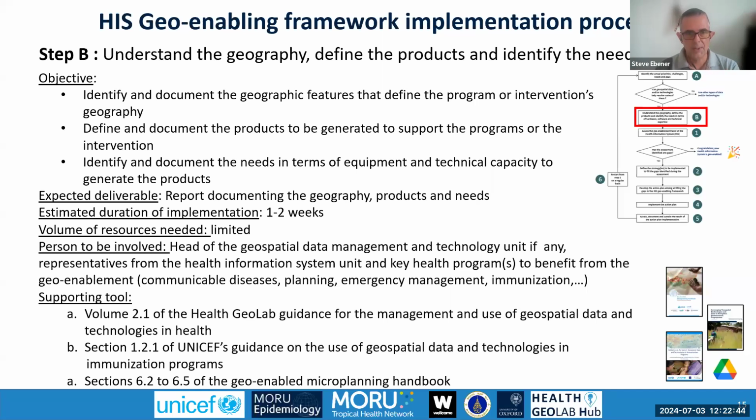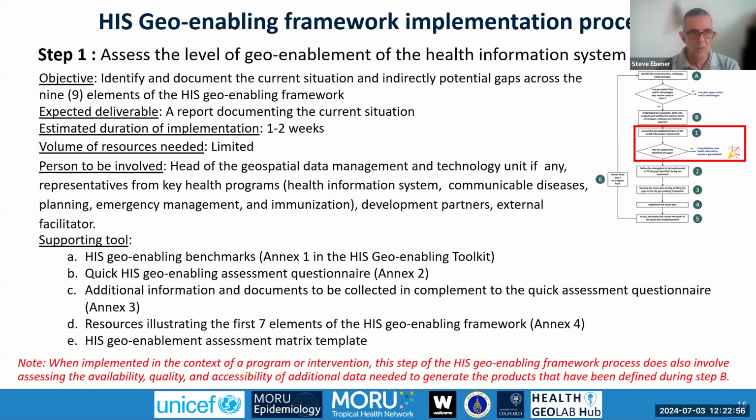So now that we have these products defined and the need in terms of equipment and technical capacity also identified, we can start what constitutes the first step of the HIS geo-enabling process. So we are plugging now into the more cross-cutting elements of the framework. And this first step consists in assessing the current level of geo-enablement of the health information system and identifying gaps across the known elements of the framework.